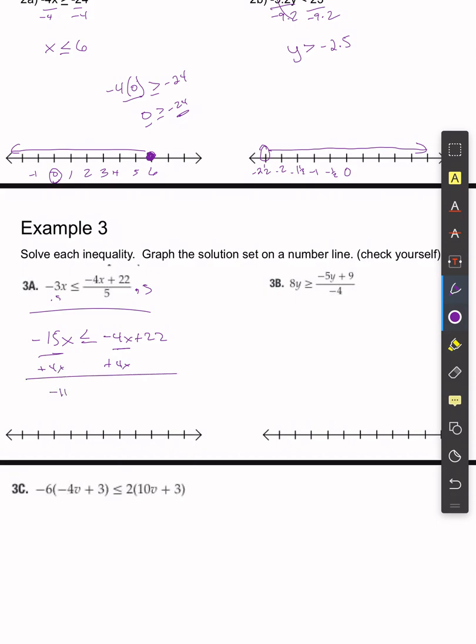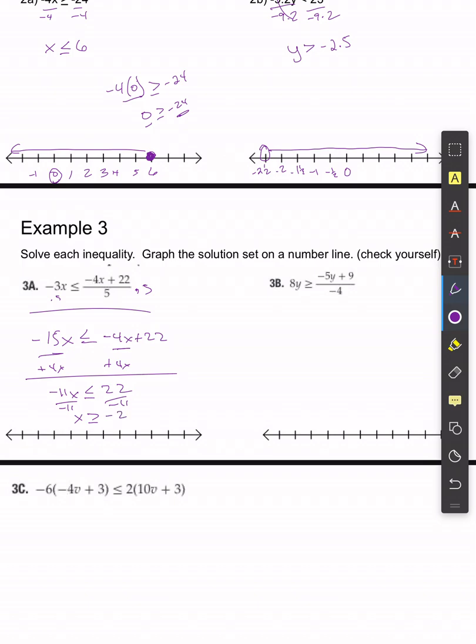Careful there, right, because we're adding, so we're going closer to 0. Negative 11x is less than or equal to 22. And then we're going to divide both sides by negative 11. Okay, so then we get x is now greater than or equal to, notice when I divided by the negative, I swapped that thing. This is going to be negative 2.